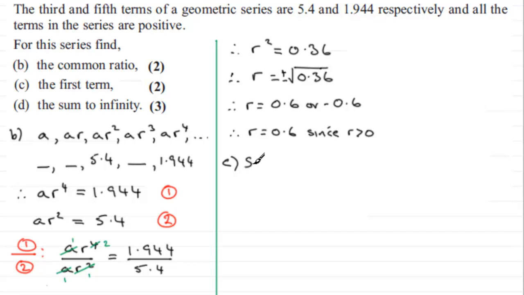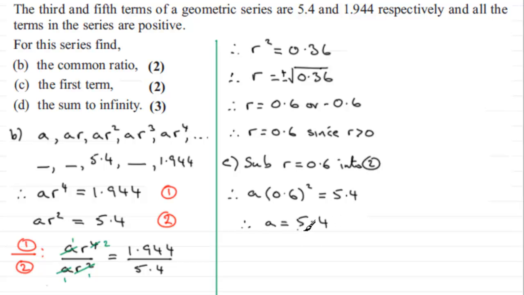So I'm going to say sub r equals 0.6 into equation 2. And if we do that, we get, therefore, a times 0.6 all squared equals 5.4. So to get a is going to equal 5.4 divided by 0.6 squared. And if you work that out, it comes out nicely that the first term a equals 15.